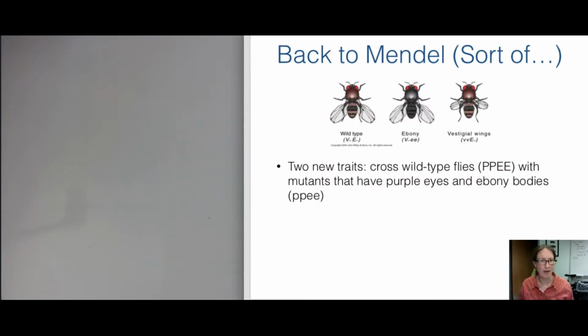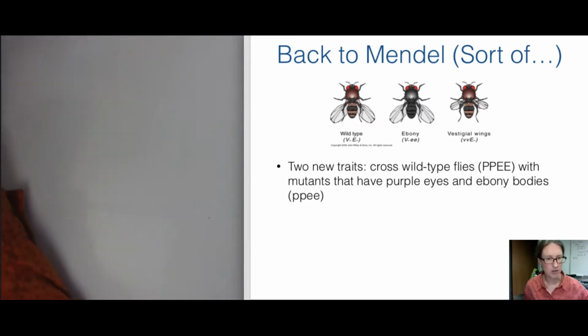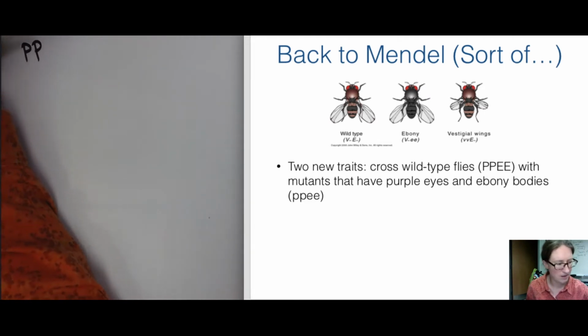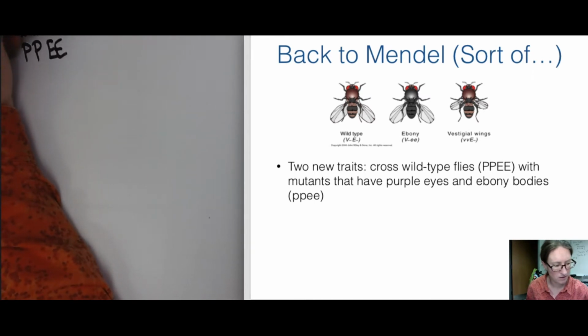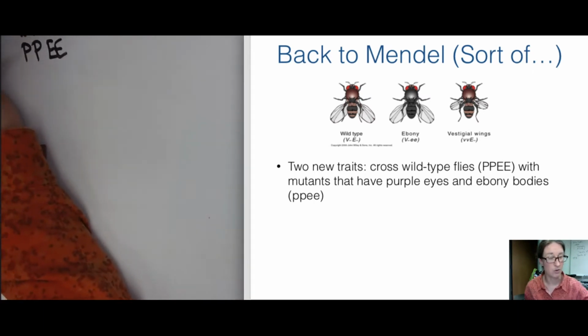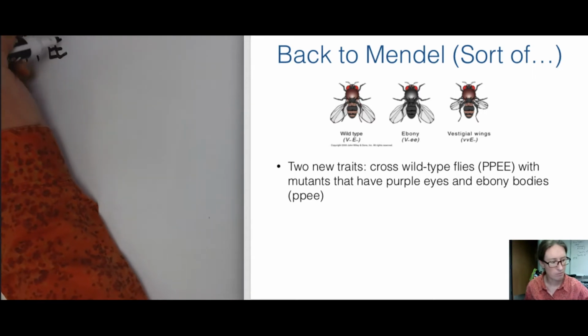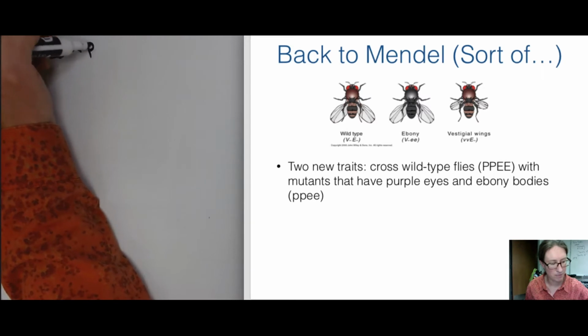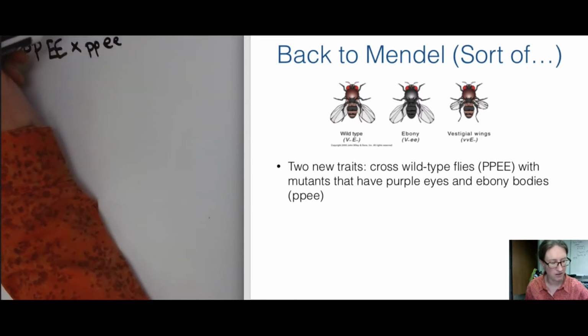Okay, so we're going to go back to Mendel. Well, sort of. So what we're going to do is we're now going to look at two traits in fruit flies. So we're going to cross wild-type fruit flies, and I'm going to indicate these as big P, big P, big E, big E. So this is my wild type. And so two dominant traits with mutants that have purple eyes and ebony bodies. So little p, little p, little e, little e.